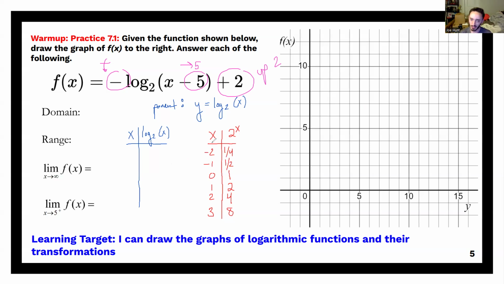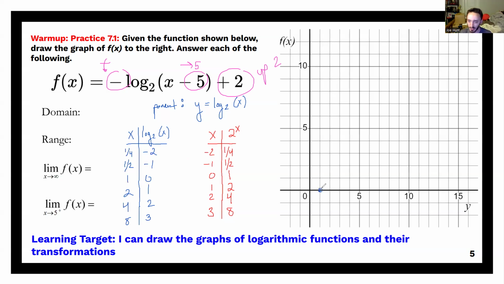So for example, in the exponential, I had the coordinate negative 2 comma 1/4. In the logarithm, that's going to be 1/4 comma negative 2. In the exponential, I had negative 1 comma a half. For my logarithm, that's going to be a half comma negative 1. So all I'm doing is taking those coordinates and flipping them around. So at the end of the day, I can get these coordinates out of it, and that's going to tell me what the original logarithm looked like, and then I can apply the transformations.